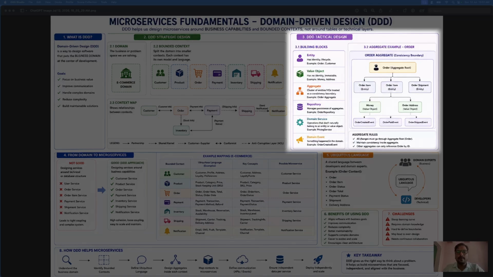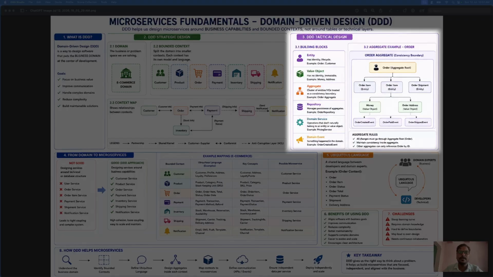Next one is domain service. Some business operations don't naturally belong to one entity. For example, price calculation, discount engine, tax calculation, currency conversion. These belong to the domain service, right? It does not belong to one entity.